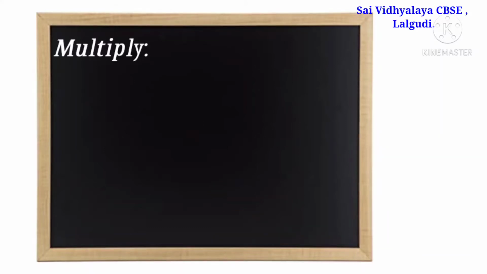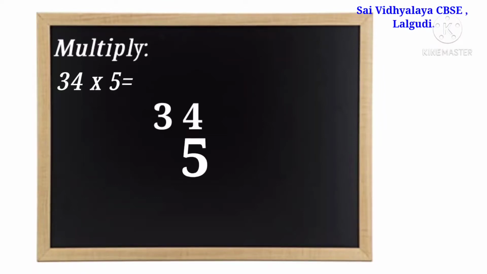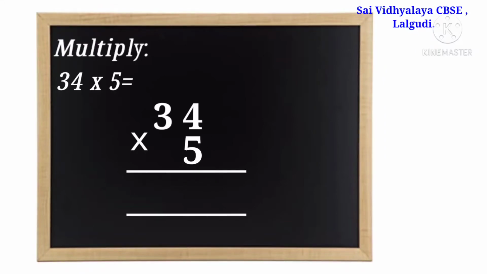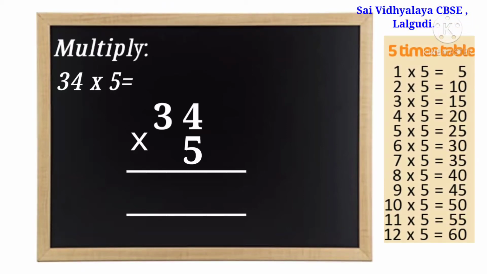Move on to the next question. 34 into 5. First, write the given numbers in vertical form. Write 34 in the first line and 5 in the second line. 5 is the one-digit number. We should write that in the ones place. Now write the multiplication symbol on the left side. To find the answer for this question, we should use the 5 times table. First, start from the ones place.